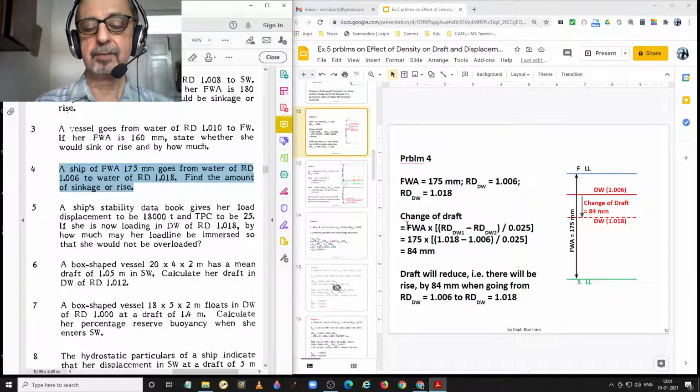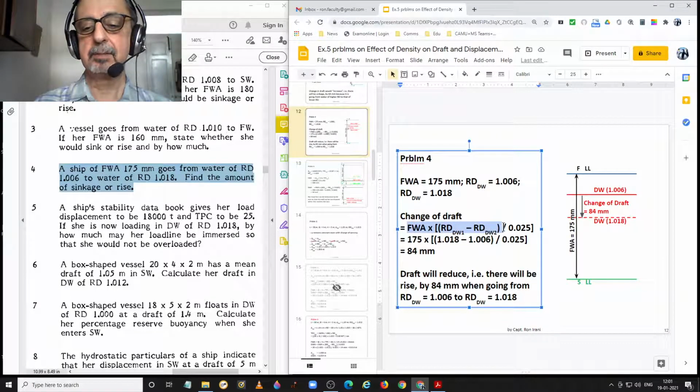So change of draft is equal to freshwater allowance multiplied by the difference of the two relative densities divided by 0.025. Freshwater allowance given is 175. The higher relative density is 1.018. The lower relative density is 1.006 and you have 0.025, equal to 84 millimeters. Thus, when she goes from 1.006 to 1.018, the draft will reduce by 84 millimeters as calculated above.